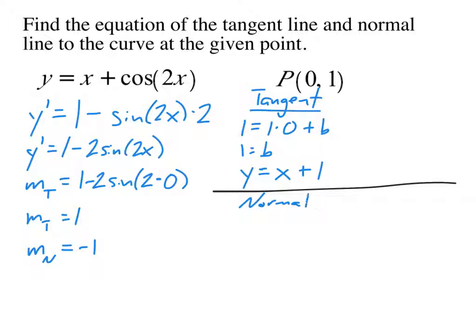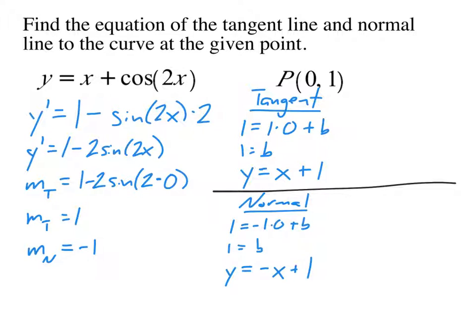And finding our equation is going to work much the same, where I'm going to plug in the points and my slope. So 1 equals a negative 1 times 0 plus b. And again, negative 1 times 0 becomes 0, so 1 equals b. So therefore, y equals a negative 1x, so just negative x plus 1.